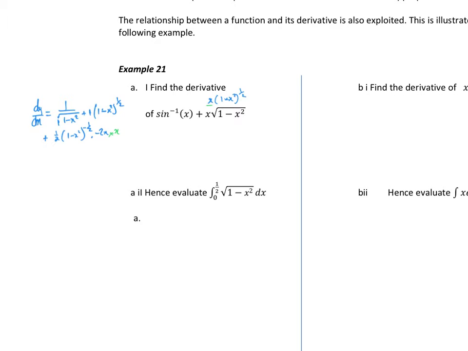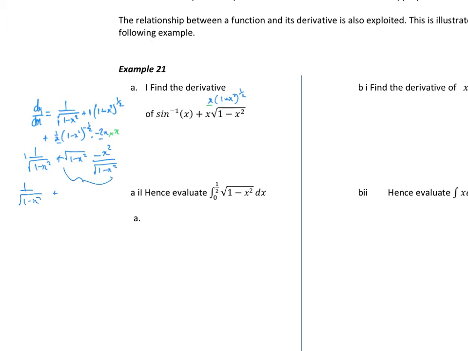So now if I tidy that up a little bit, I'm going to have 1 over the square root of 1 minus x squared, which is what we started with. What have we got? So I've got plus the square root of 1 minus x squared. And then this last term, negative 2 times a half, is negative 1. X times x is x squared, so it's minus x squared over the square root of 1 minus x squared. I keep working these two terms together.